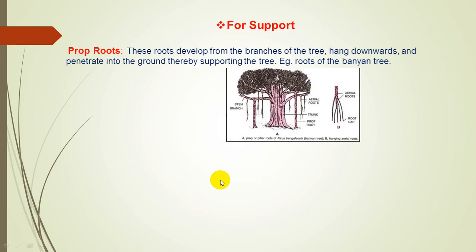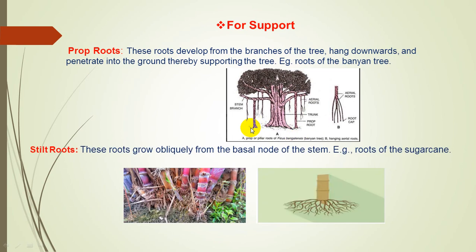For support purpose, the roots have been modified into different forms, and the first one is the prop root. The prop roots are actually aerial roots. They arise from the branches of the plant or tree, and they go downward towards the soil and penetrate in the soil. Once they penetrate in the soil, they give a firm support to the tree or plant. You can see over here, this is banyan tree. So they hang downward and penetrate in the soil, and the purpose is support.